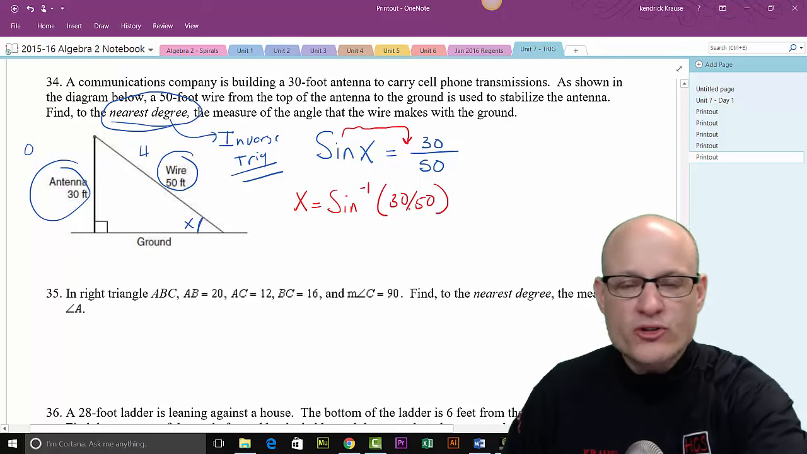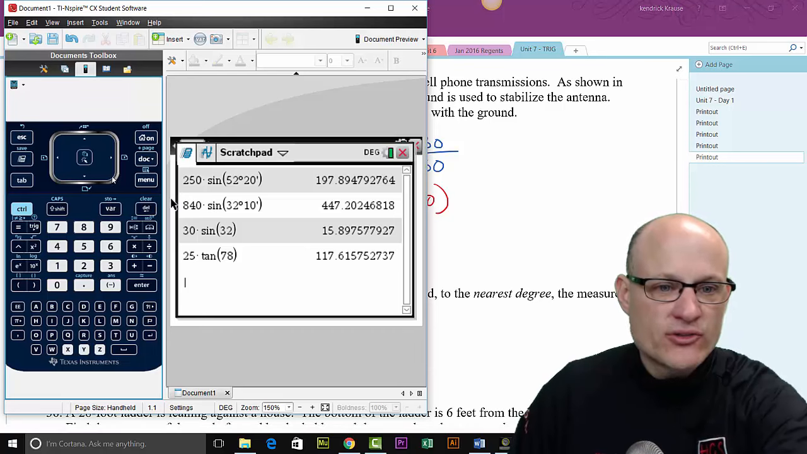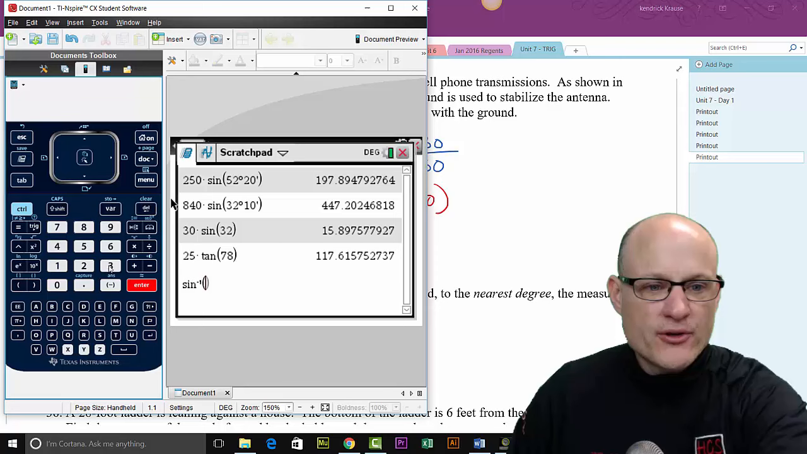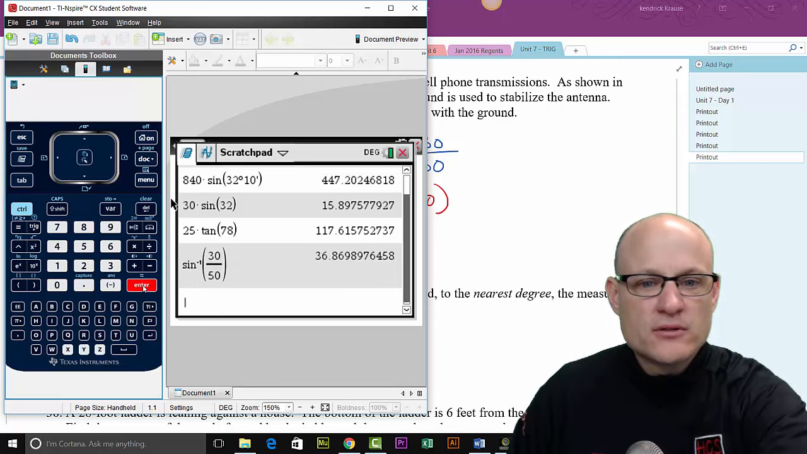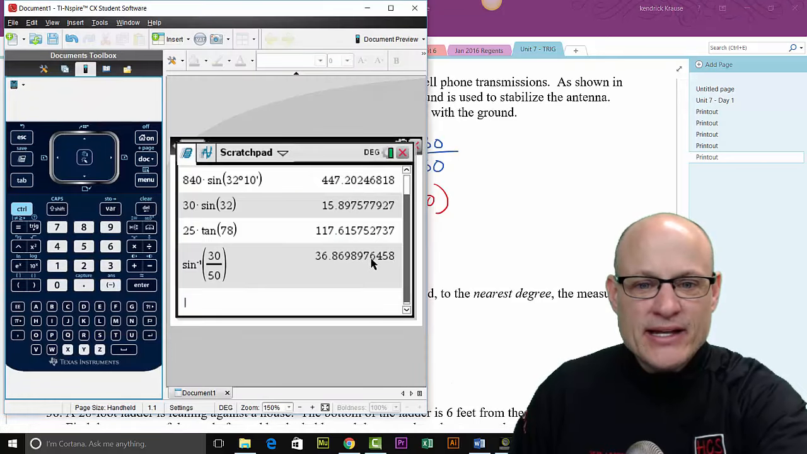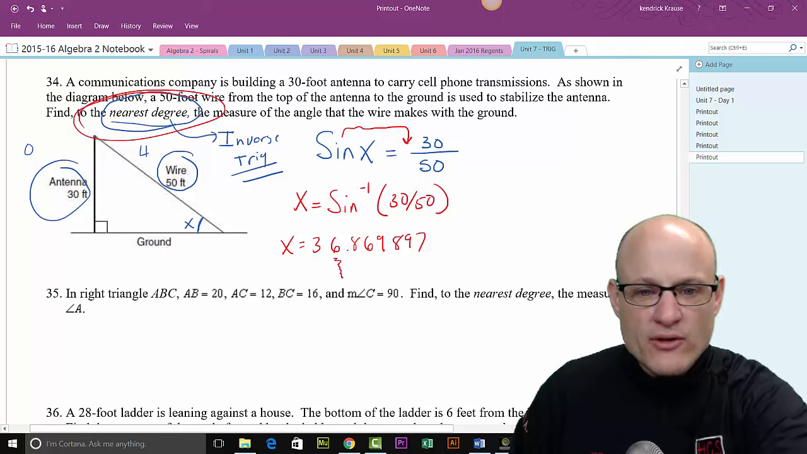Inverse trig. So we're going to go sine inverse of 30 divided by 50. And you get 36.869897. x equals 36.869897. We want to round to the nearest degree. This is an 8, so the answer is 37 degrees. Ka-ching!